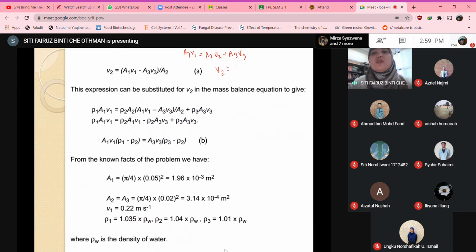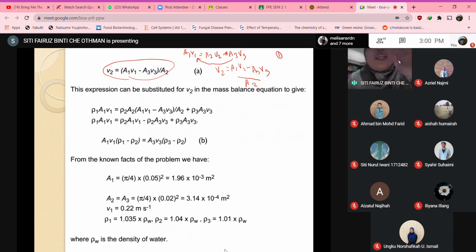A1 V1 moves over here. So this is addition, so it becomes minus A3 V3, divided by A2, because we want to find V2. Understand? That is the first step that you need to do. But it's okay, I won't ask this kind of question in the exam. I just want you to understand the concept, okay? So this is the first thing you need to do.